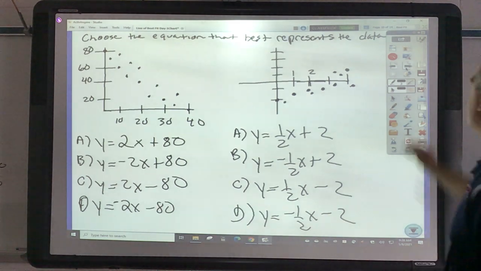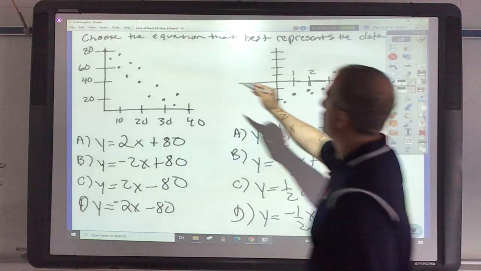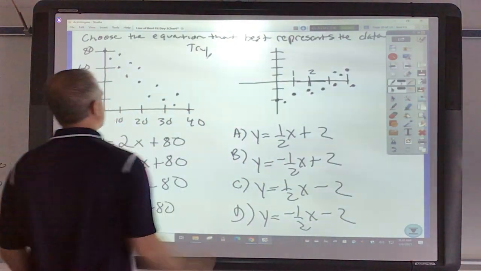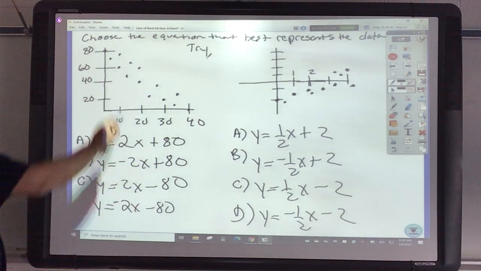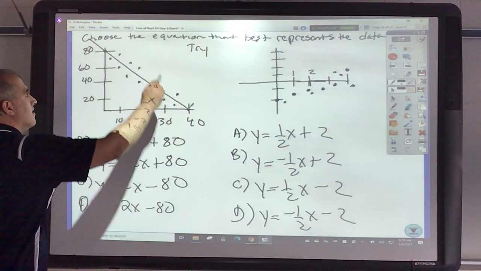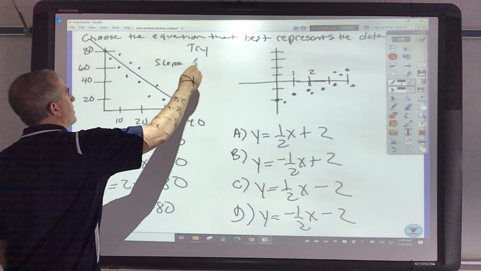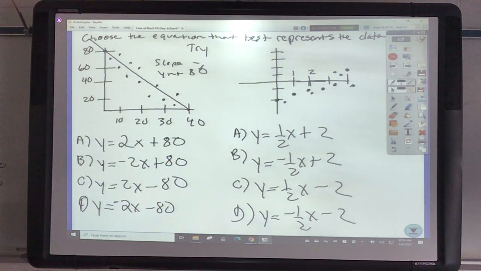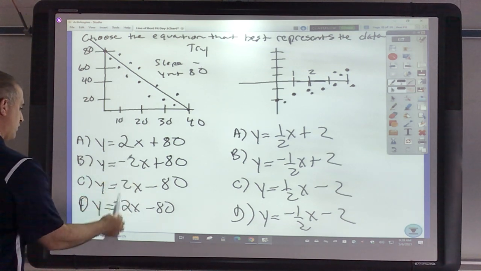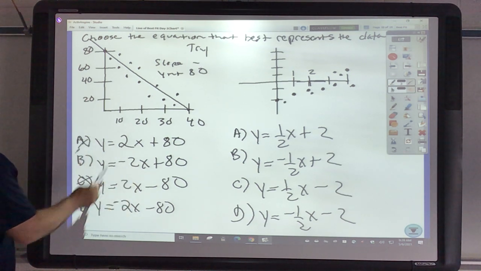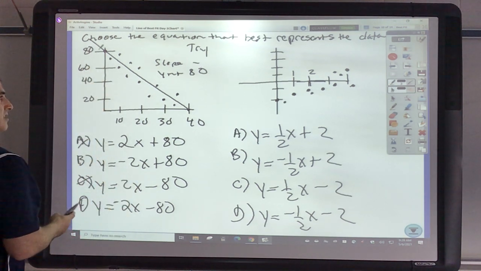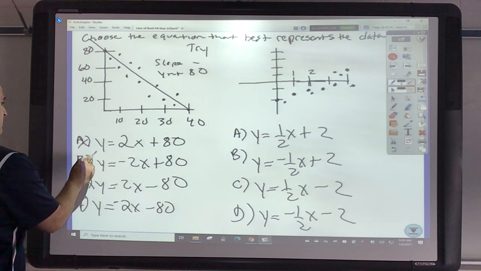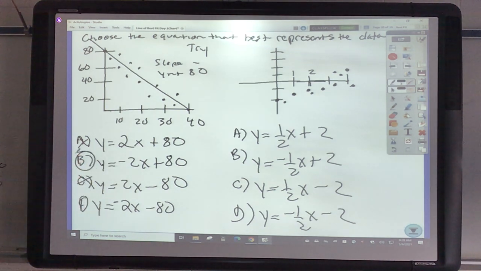Okay, so go ahead and pause your video and try these two. All right, this one, I got slope being negative, the y-intercept being about 80, okay? So I got a negative slope, so these two are gonna be possibilities. My y-intercept is 80, okay? So that is going to be my answer right there, okay?